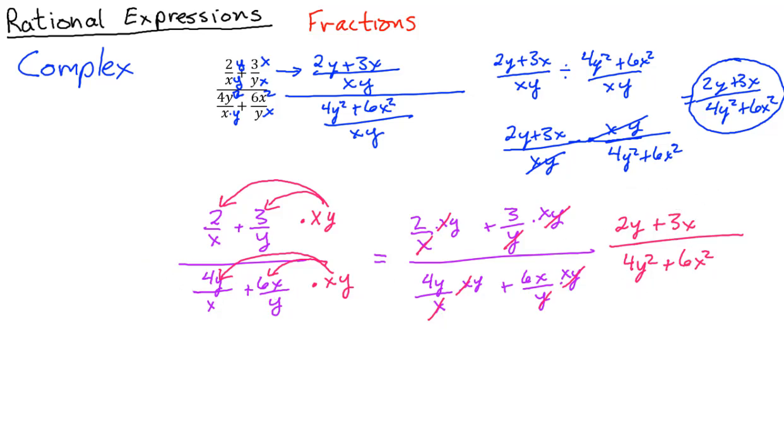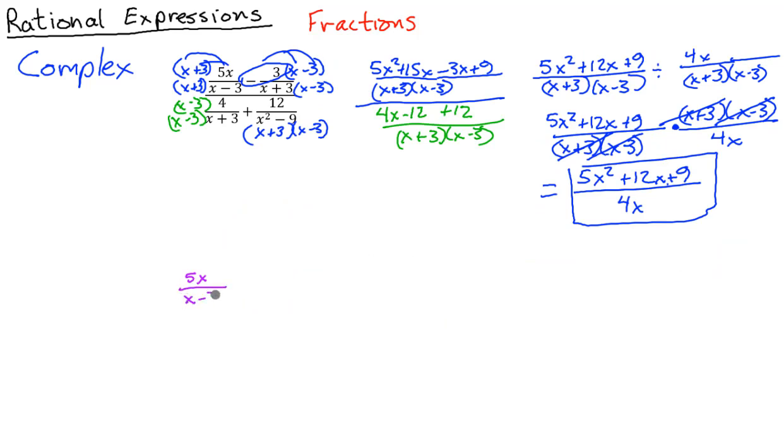Let's look at that other guy. 5x over x minus 3 minus 3 over x plus 3, all over 4 over x plus 3 plus 12 over x squared minus 9, which is x minus 3, x plus 3. And you can kind of see, you're like, oh, there is a common denominator among all four of them. That is x plus 3 times x minus 3.